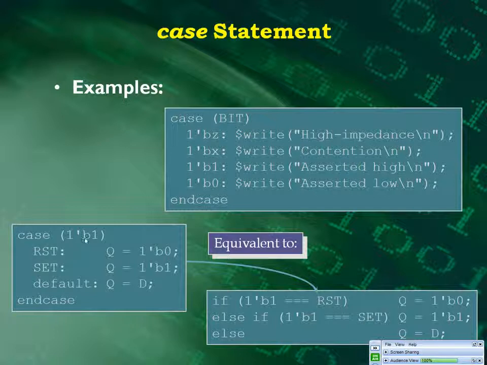Now this looks a little unusual. First time I saw it, I thought, wow, that's really strange. Here the expression is not a register or some memory or some value. This is actually a logic 1. So we put 1 in here. So what does that do? It's equivalent to if 1 tick B1 is identical, this is the identical operator, identical to reset, then Q equals 1 tick B0. Else if 1 is equal to set, Q equals 1 tick B1. Otherwise, Q is equal to D. So that's sort of a unique way that you can actually do things.